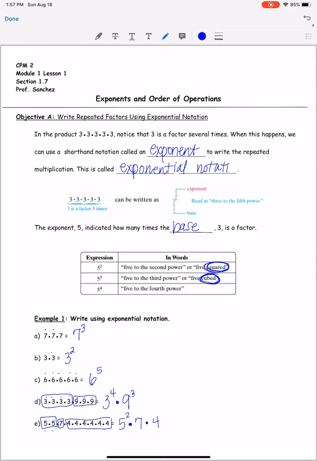And how many 4s do we have? We've got 1, 2, 3, 4, 5, 6. So 4 to the 6th power.